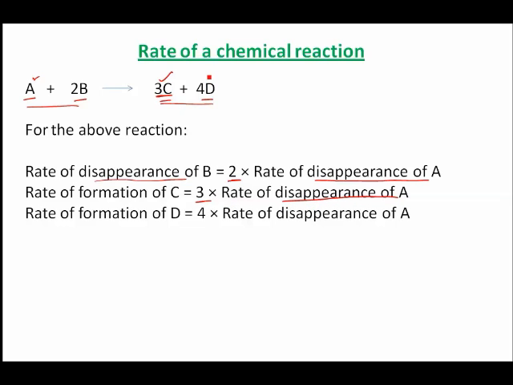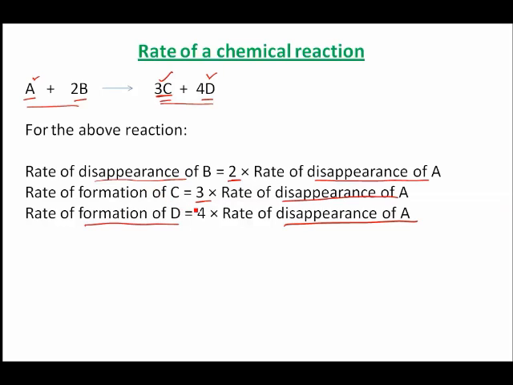Similarly, let's relate D with A. The rate of formation of D is quite different from the rate of disappearance of A, and it is 4 times the rate of disappearance of A.